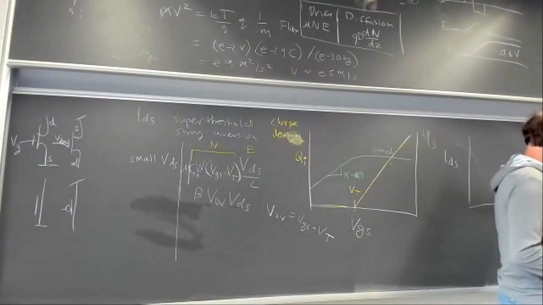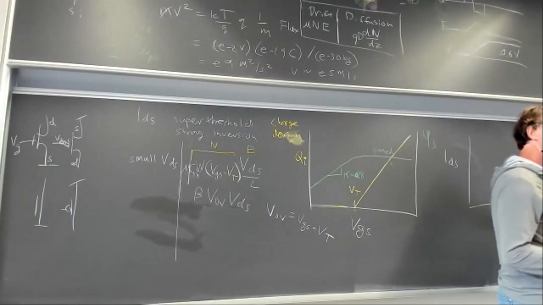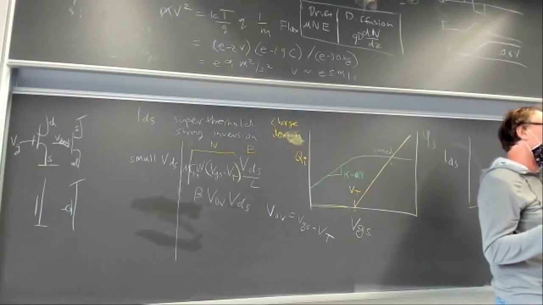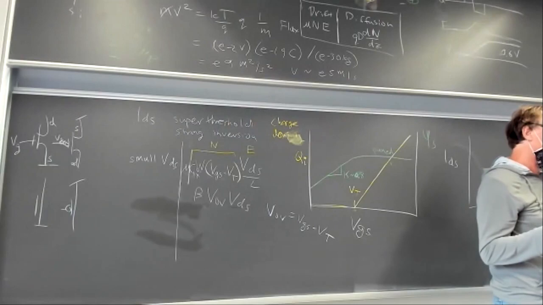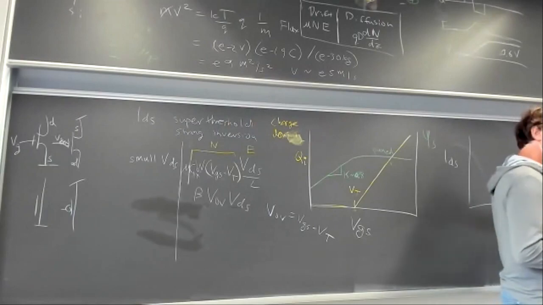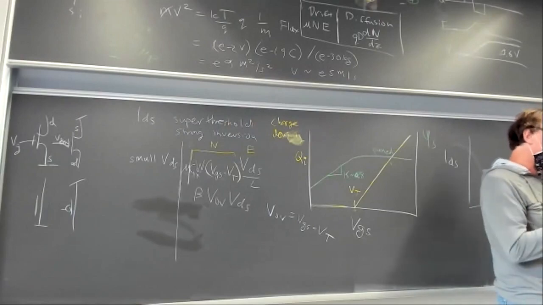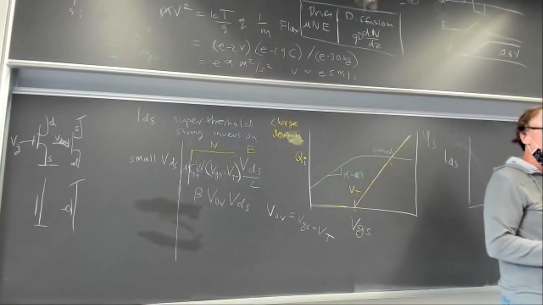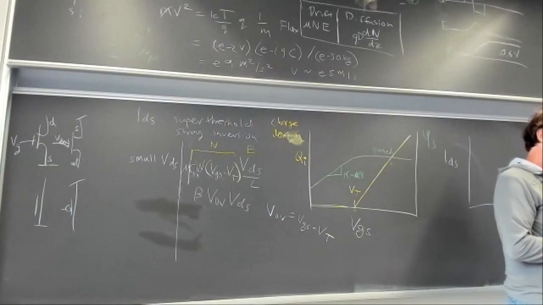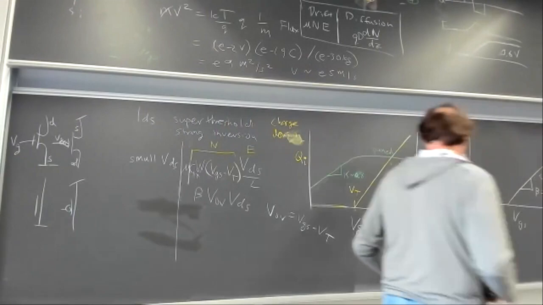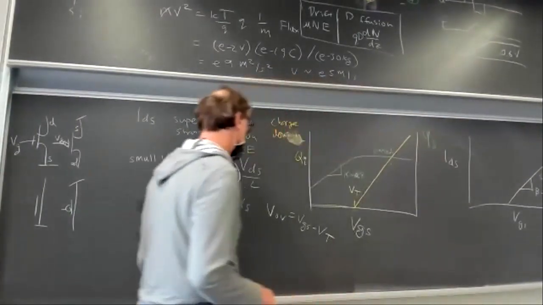Remember, it's VDS divided by L. It's a voltage divided by distance equal to electric field, right? That's why there's a 1 over L. The bigger the electric field, the bigger the current, right? Okay, this is drift current. Okay, that's the first experiment.